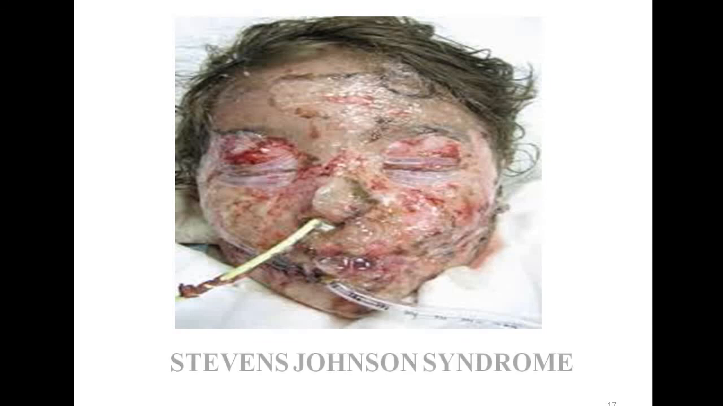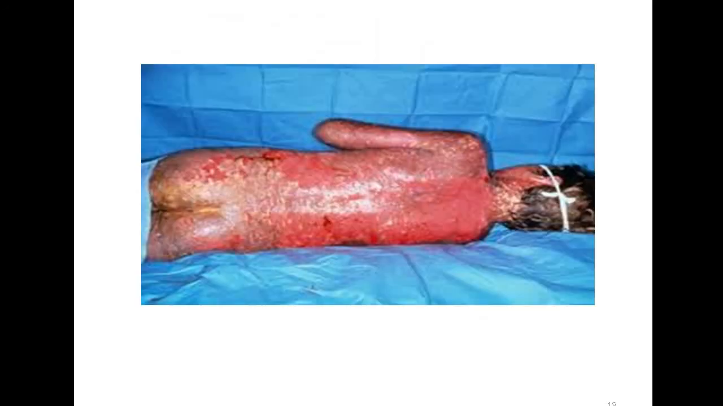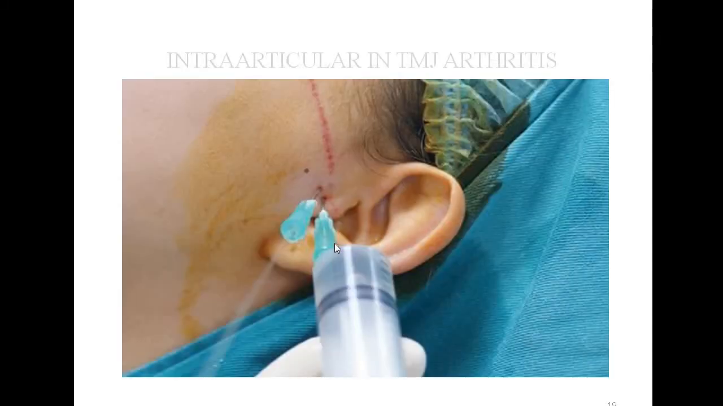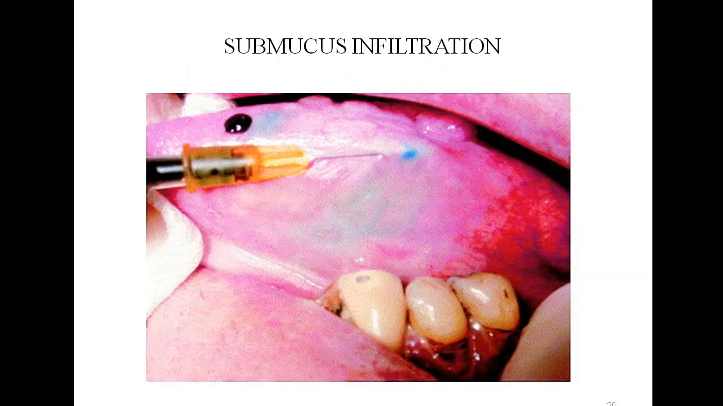This is a picture depicting Stevens-Johnson syndrome, where corticosteroids are life-saving. Again, same picture, of Stevens-Johnson syndrome involving the entire skin, whole body. This is an intra-articular injection of corticosteroid in temporomandibular joint, very severe TMJ arthritis. In the treatment of submucous fibrosis of the oral cavity, the corticosteroid is infiltrated submucosally.